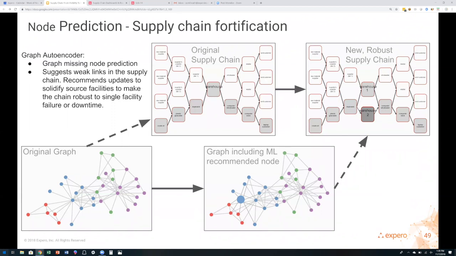And one of the other things that you can do once you have that information is, as I'm showing on this slide, increase the robustness of that supply chain. Let's say in this case, it's a fulfillment chain. Make this fulfillment chain more robust to failures. So add redundancy into that chain.